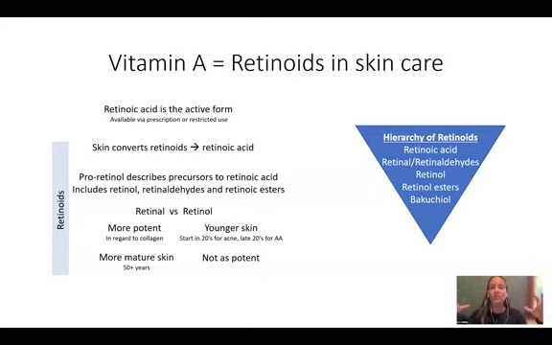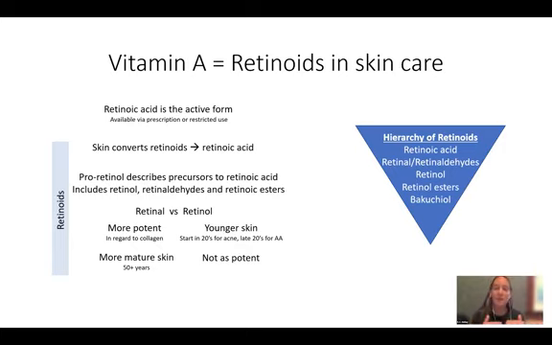So retinoids are actually a classification of ingredients, and they are all derivatives of vitamin A. Anytime you see the term retinoids, we're talking about vitamin A. The active form of vitamin A for your skin is something called retinoic acid. Retinoic acid, though, is not readily available across the globe in cosmetic ingredients. It's reserved for something that you would get from a dermatologist or a doctor.